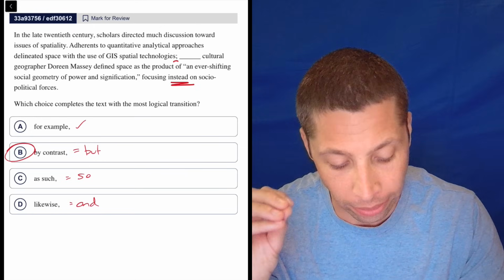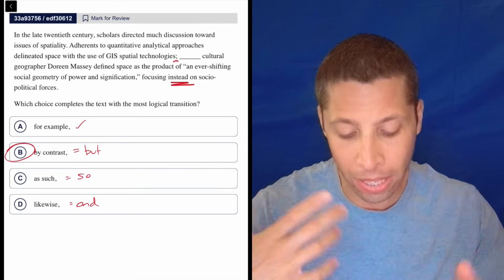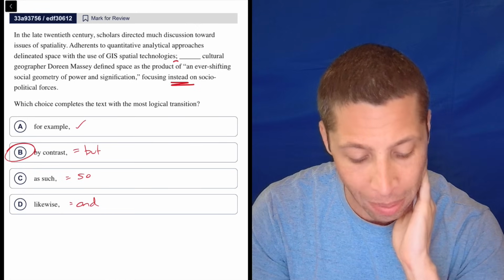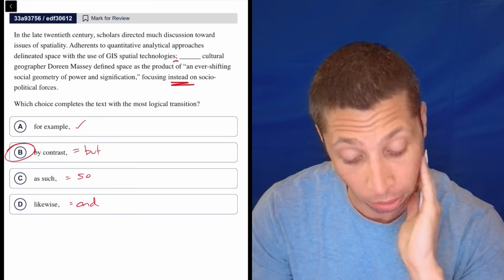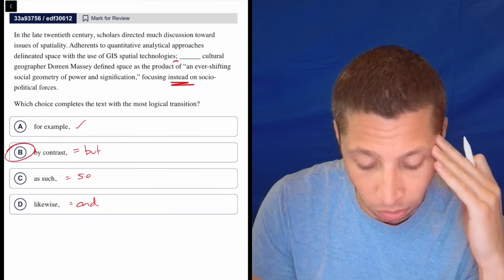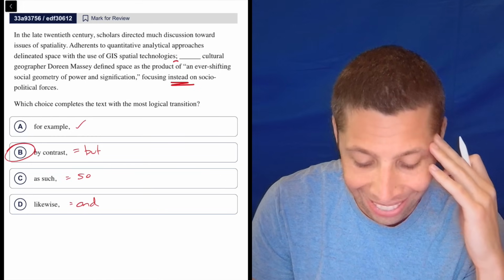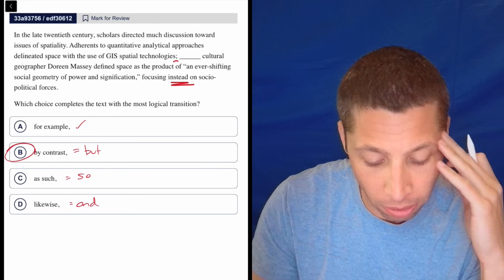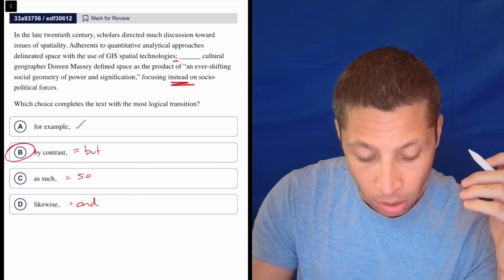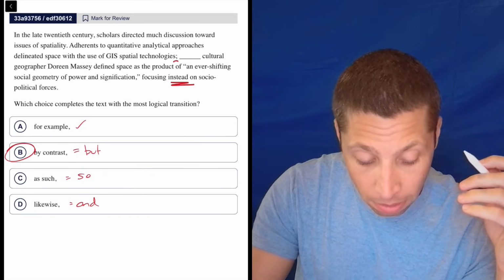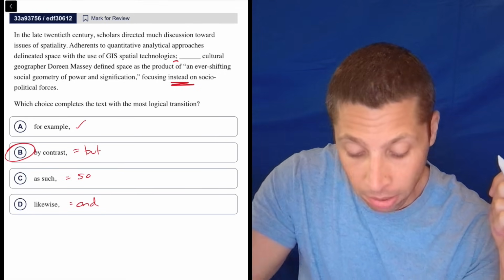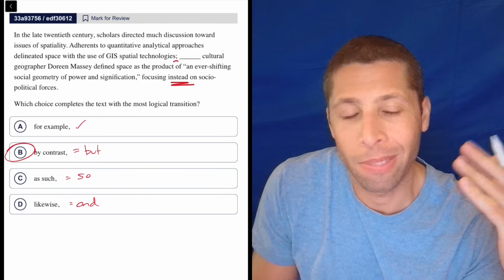Adherence to quantitative analytical approaches, delineated space, meaning like the word line is in there. Delineate means to kind of separate out. Separated space with the use of these spatial technologies. But cultural geographer, a different kind of person, Doreen Massey defined space as the product of an ever-shifting social geometry of power and signification, focusing instead on socio-political forces. So the adherents, or people who adhere or follow, support the quantitative approach, used spatial technology, but Doreen Massey, who is a cultural geographer, whatever the heck that means, focused instead on socio-political forces, meaning like humanity stuff.